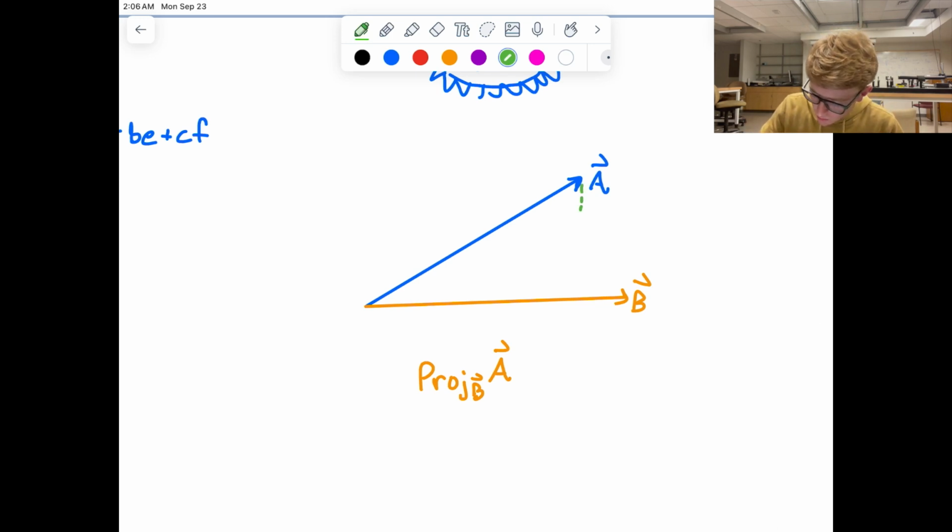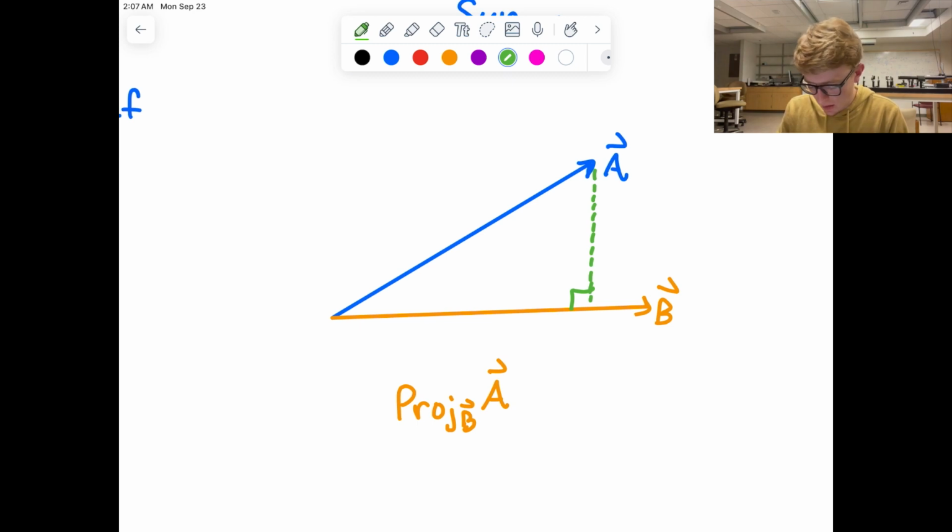So our shadow is going to end right at this dotted line. It's going to go straight down 90 degrees right here, okay? And our resultant projection is going to be whatever this vector is, right here in green, okay? So that will be our projection vector.